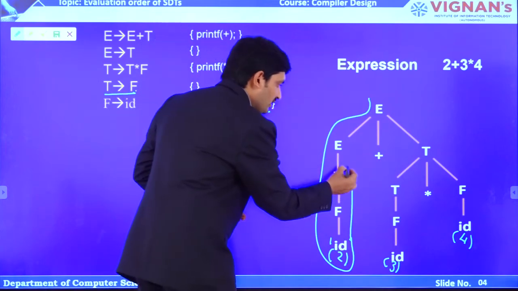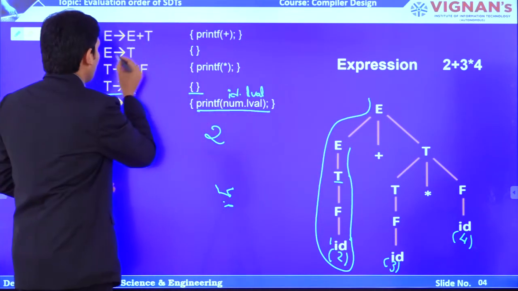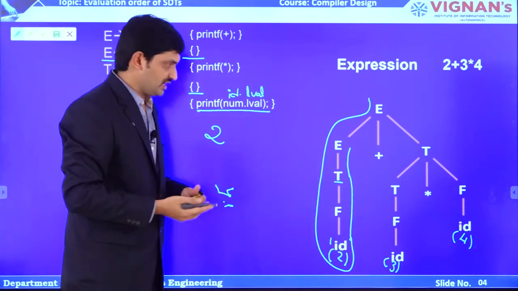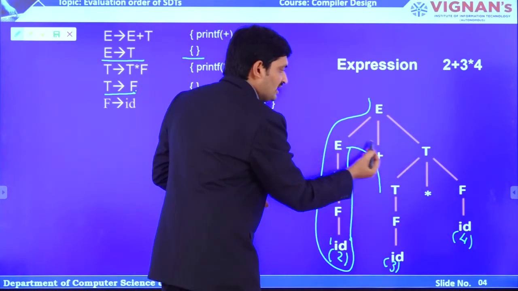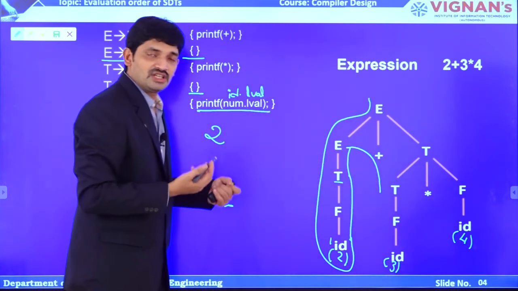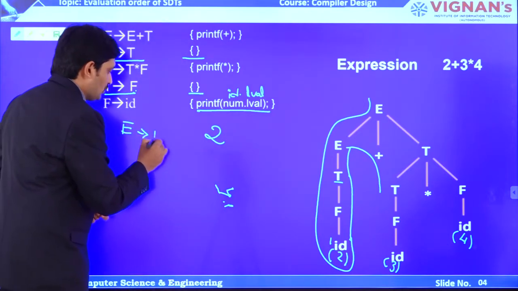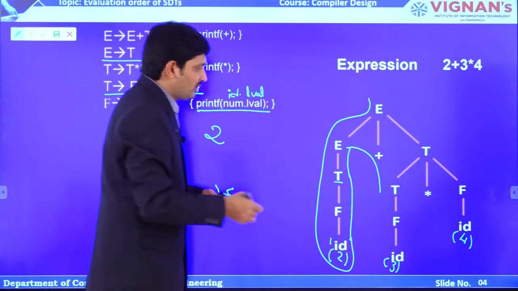Now, T is reduced to E. When T is reduced to E, here also no need to perform any action, so simply leave it. Then you can check E plus is there, but there is no such production E tends to E plus, so we cannot perform any operation.